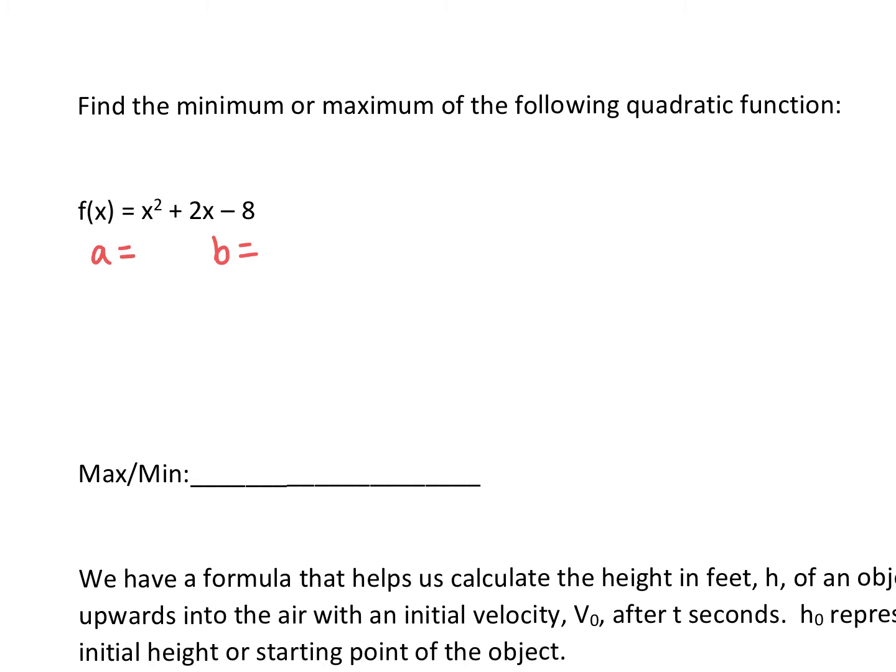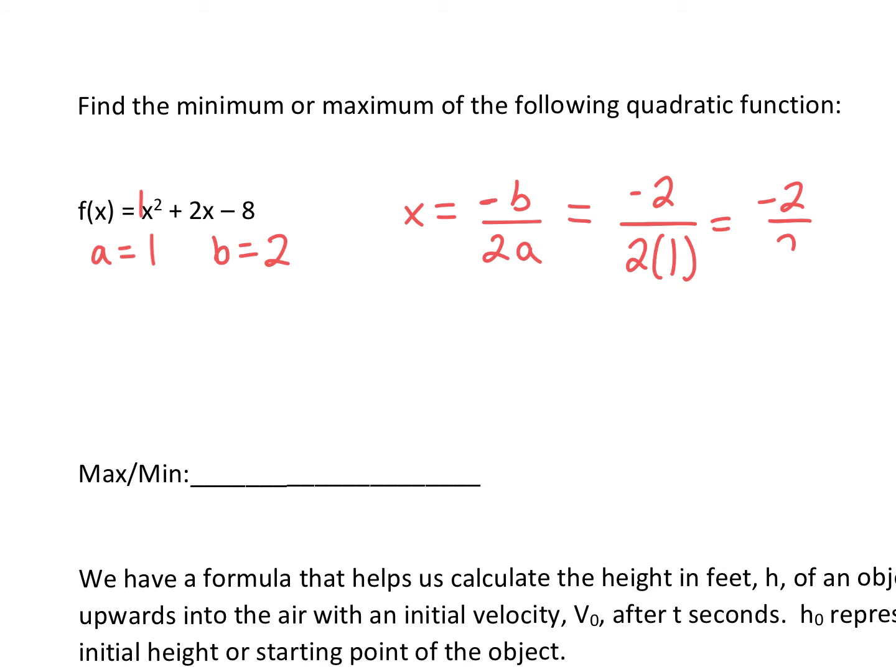What is A going to be on this one? 1, yep. So the number in front of the first term. And then what's B going to be? 2, good. So now we are just going to be plugging that in. X equals negative B over 2A. So negative B would be a negative 2 over 2 times 1. 2 times 1 is 2. What is negative 2 divided by 2? Negative 1. Cool. Okay, so we know that the x value of this point is negative 1.